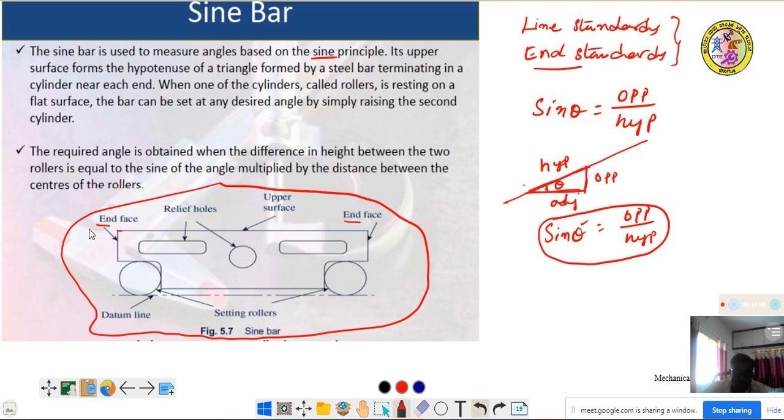Here this is called as what? End face. This is also called as what? End face. In the end face there are two cylinders. This is one cylinder and this is one cylinder. So these cylinders are placed on the surface gauge.